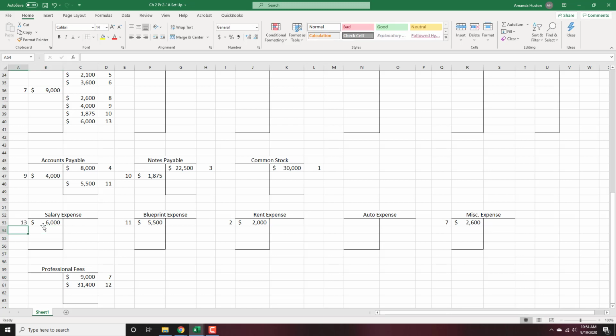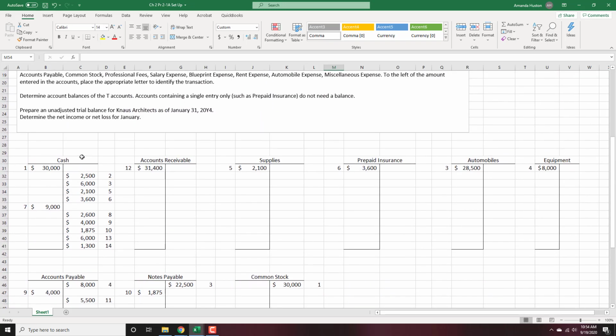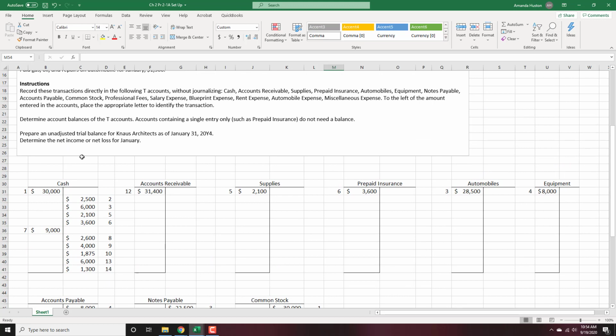And our final transaction for this is we paid gas, oil, and repairs on automobile. So we paid that. So that's a negative to cash. All right. And then automobile expense is the opposite. So the positive to automobile expense of $1,300. So now we've covered all 14 transactions. The next step is to make balances. So we need to know.